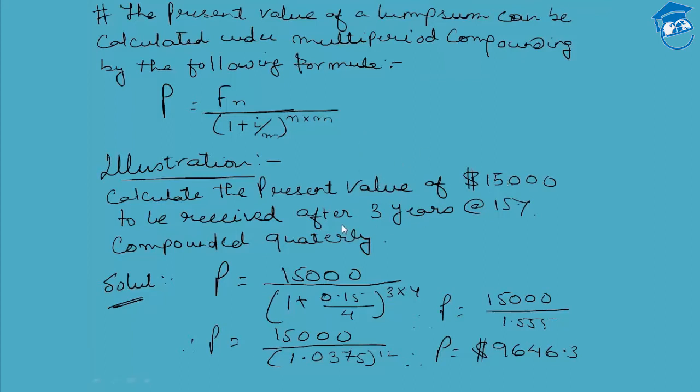So, the present value of the future lump sum amount of 15,000 USD to be received after 3 years, undergoing a quarterly compounding of 15% nominal interest, works out to be 9,646.3 USD. So this 9,646.3 USD is the present value of the future lump sum receipt of 15,000 after 3 years against a quarterly compounding of a nominal interest rate of 15%.